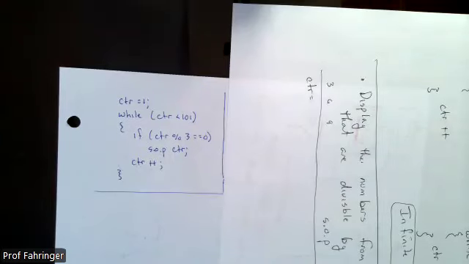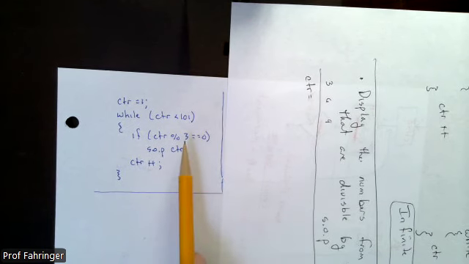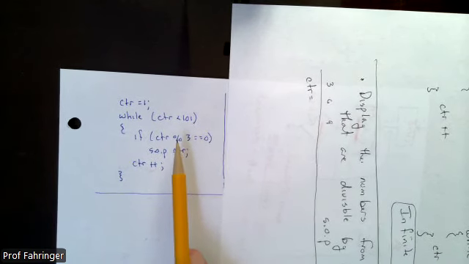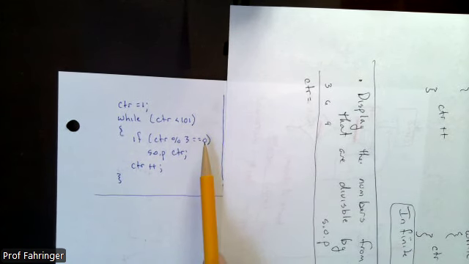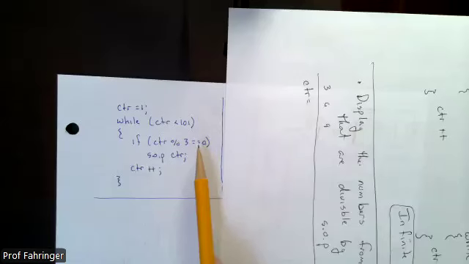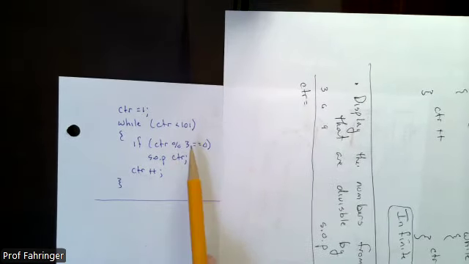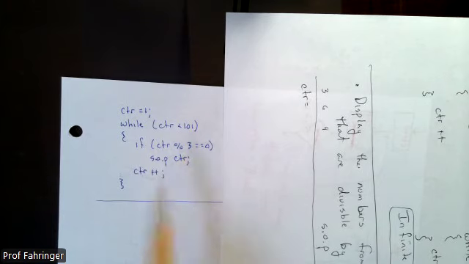Counter is 1, while counter is less than 101. That's my check. Counter plus plus. So I'm going from 1 to 100. If it's divisible by 3, when I do the modulus, my remainder would be 0. So this would, in fact, only print out 3, 6, 9.